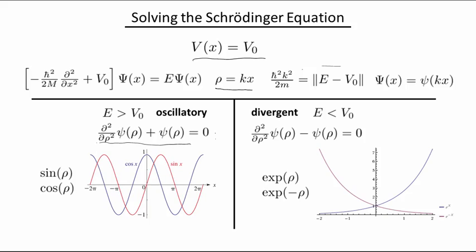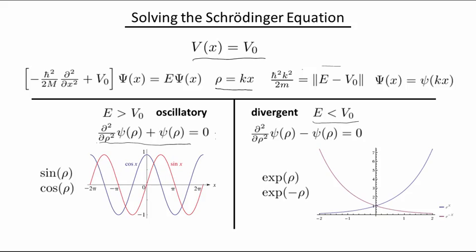So, let me just say again, any second-order differential equation like this one has at least two independent solutions. There are many different ways to choose them, but here I've given you two independent solutions, sine of rho and the cosine of rho. We'll say a little bit more about the choice momentarily.